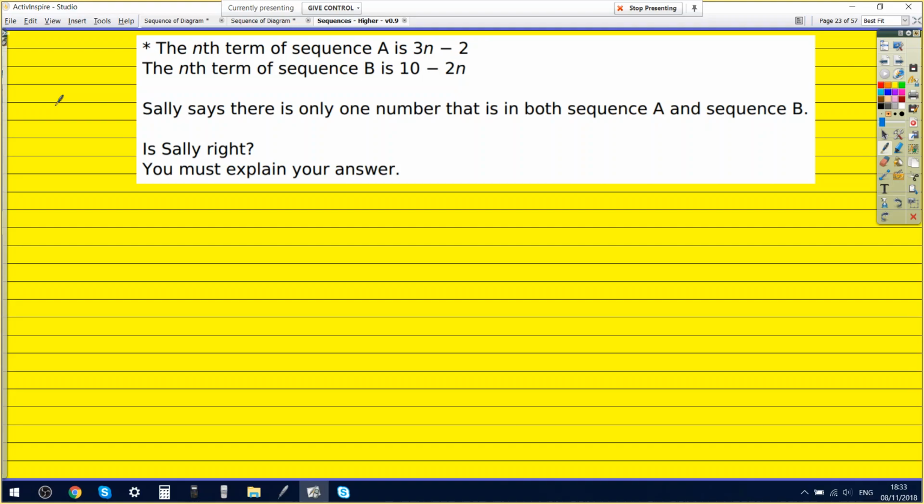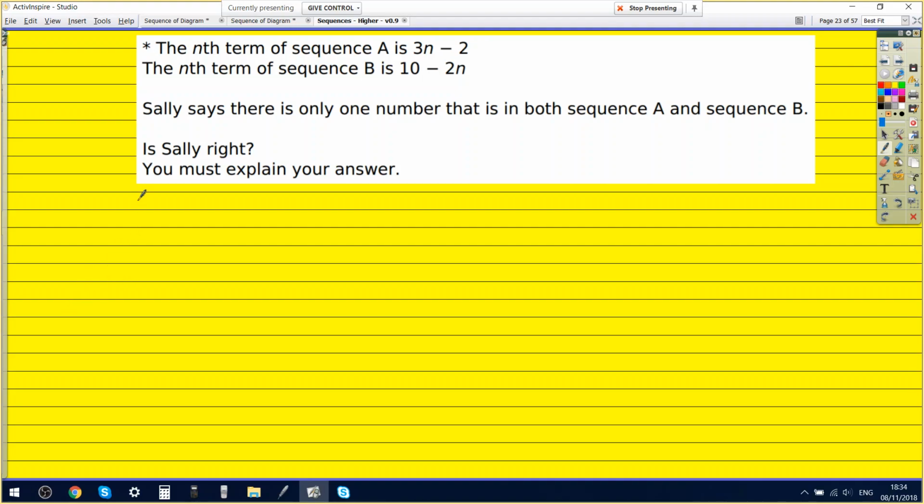I think the easiest way to do it: you've got two sequences of numbers, and they say there's only one number that's in both sequences. I think you should write out the first 5 terms from both sequences and see if they have only one number in common. So how would you do the first 5 terms for the first sequence? What would be the first term, second term, third term?